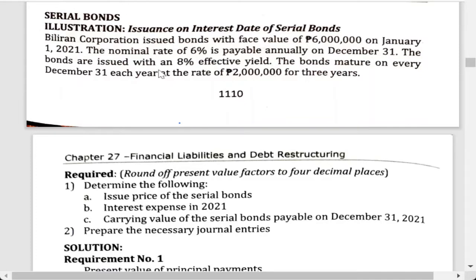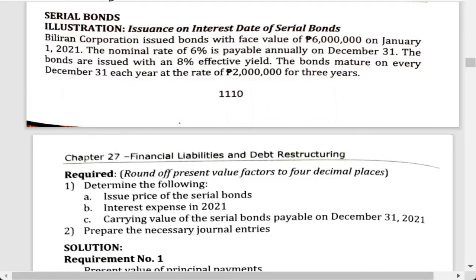For today, we will continue our lesson on the accounting for bonds. This time, we will focus on the accounting for serial bonds. As a recap, in the previous video lesson we talked about the accounting for term bonds. Term bonds are those bonds which have one date or one time maturity. So the principal will be paid on the maturity date.